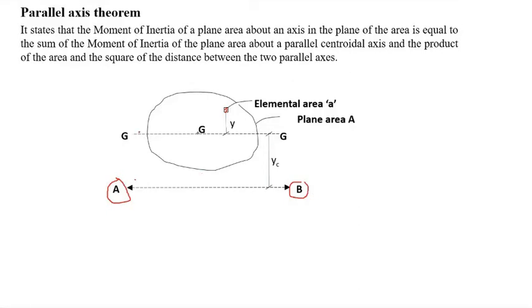Let us consider one more axis, which is passing through the centroid. Let G be the centroid of this given irregular figure, and let us pass an axis through this centroid, and hence it is called the centroidal axis.